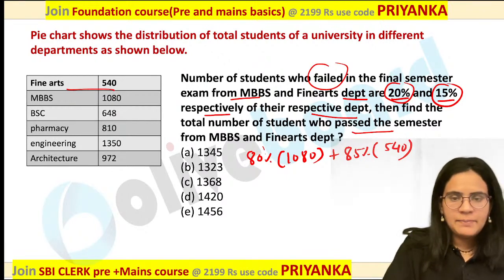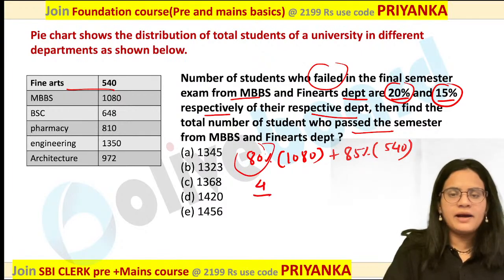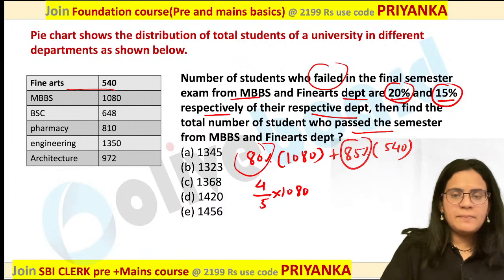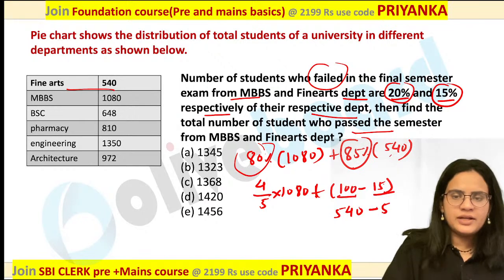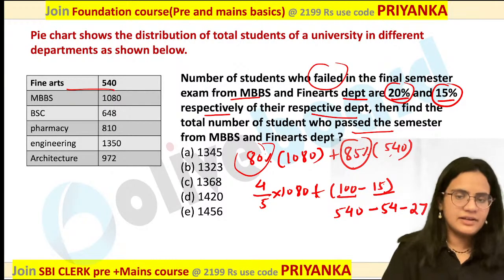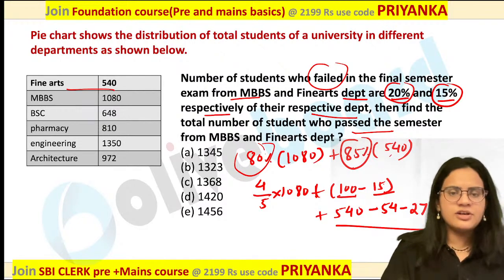Now for this 80%, you can write this as 4 by 5. That will make your calculation easy. For 85%, you can write this as 100% minus 15%. Are you getting it? 100 means 540 as it is. 15 means first you write down 10 over here, that is 54, and 5 will be just half of this, that is 27. Are you getting it? So this is what is your value.